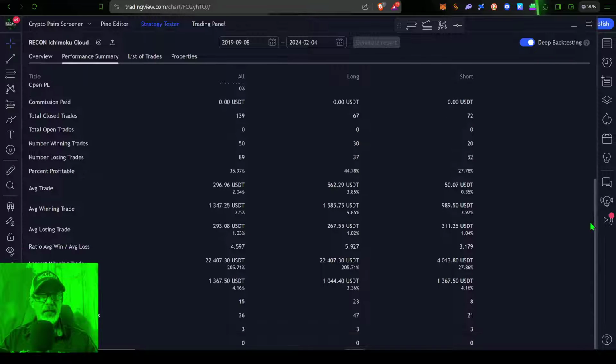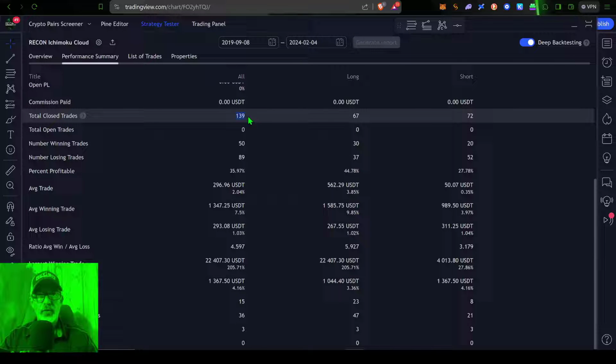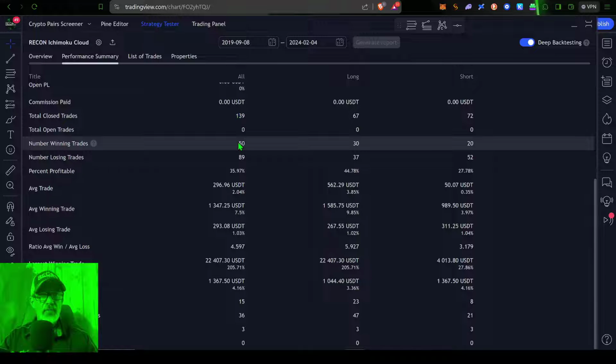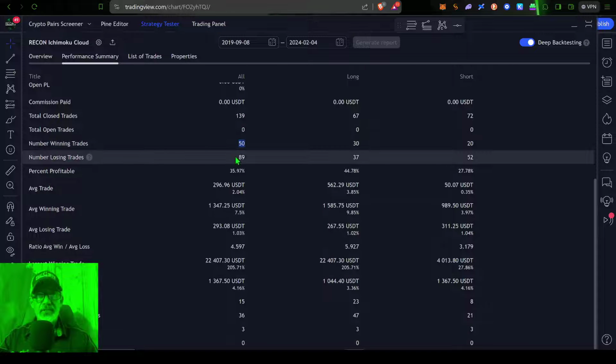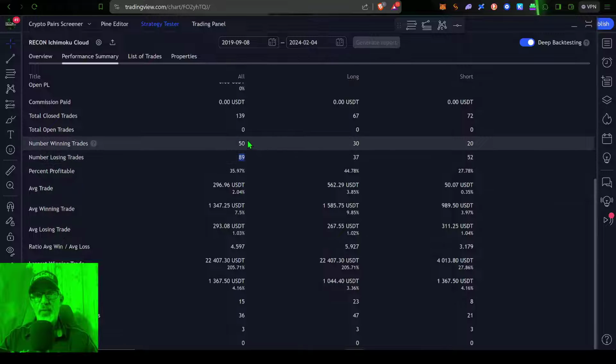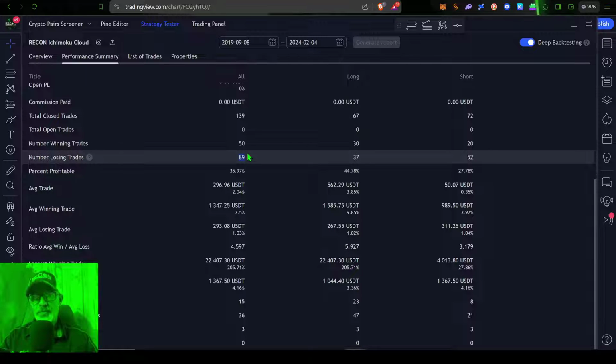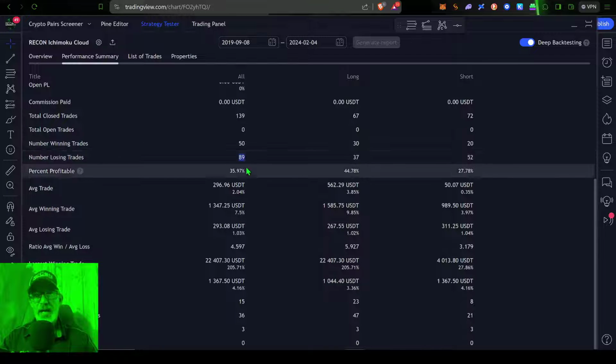Now, if we scroll down and continue to check out the numbers, again, total trades was only 139, so you're not getting a lot of trades, but you're on a longer time frame, on a 4-hour time frame. You're not going to have a lot of trades. Number of winning trades would be 50. Number of losing trades is 89. So you have more losers than you do winners. And some of you might not be able to stomach that. I am able to stomach that as long as my risk versus reward is high enough. And thus I know I will be a winning trader as long as my risk versus reward is high enough.